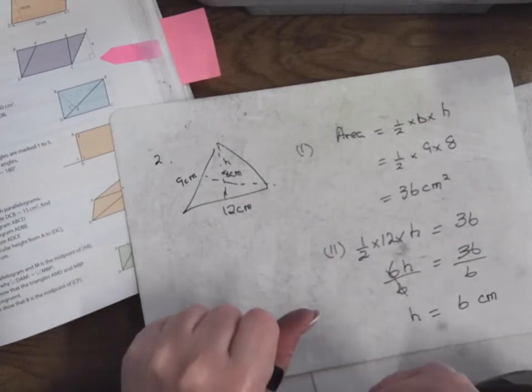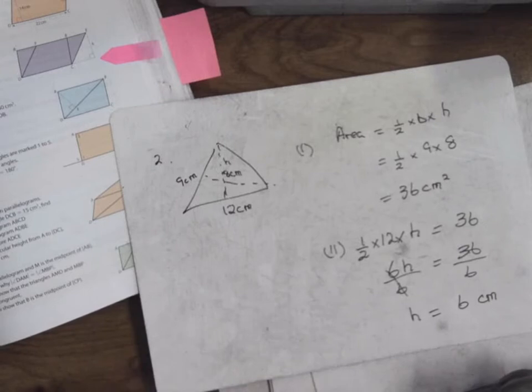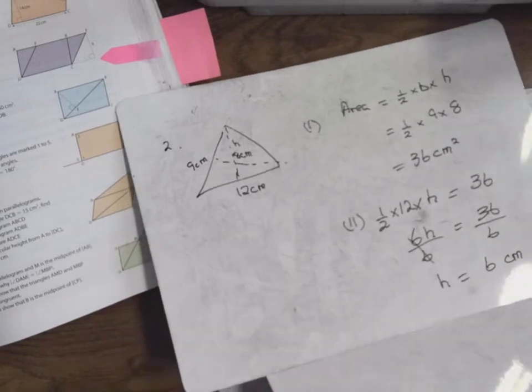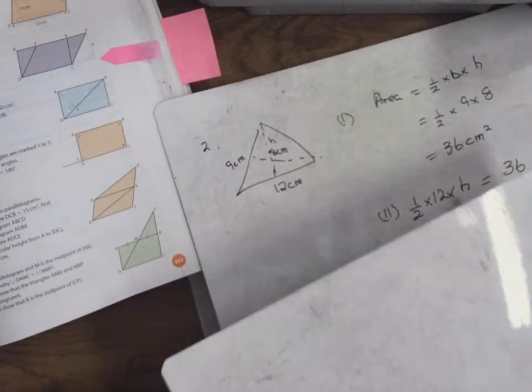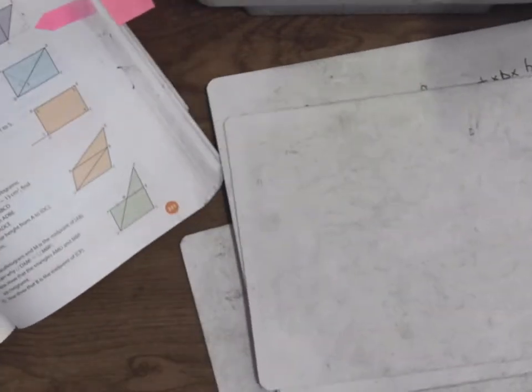Right, that's number 2. Anyone need any bit of number 3? Which bit? Any of them, right, okay. Find the value of x in each of these triangles.